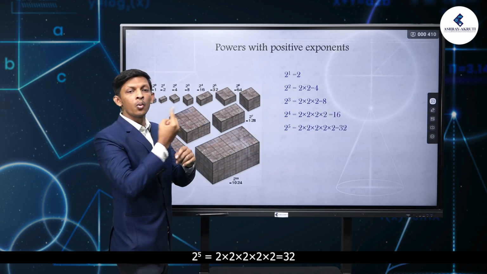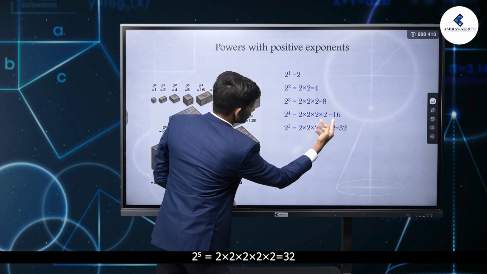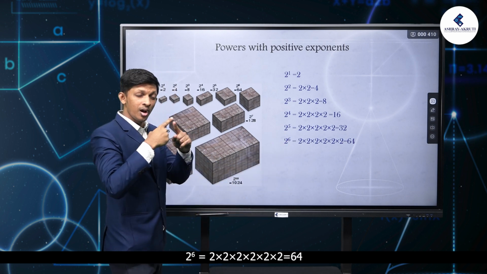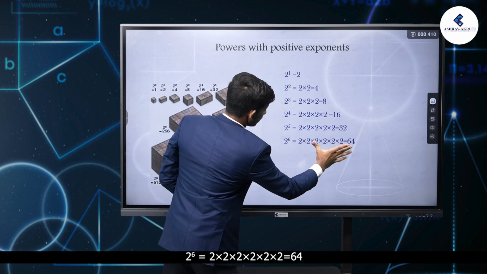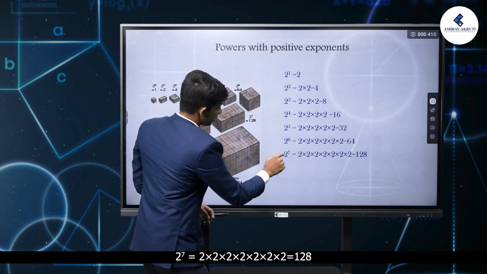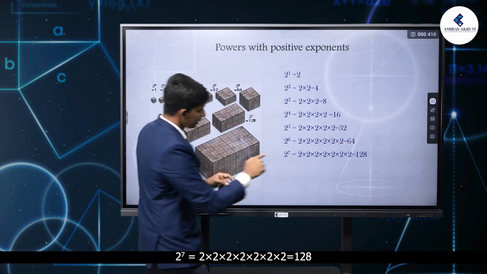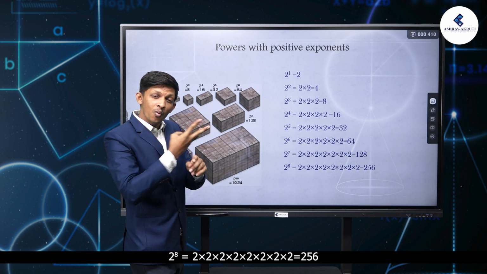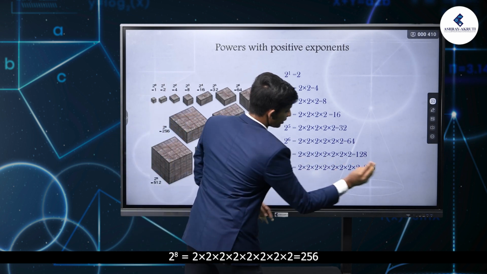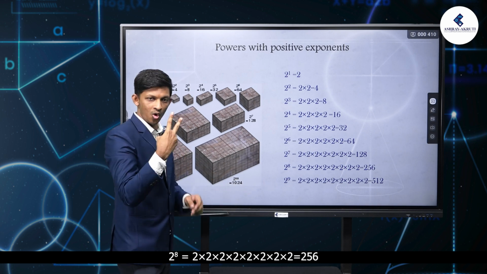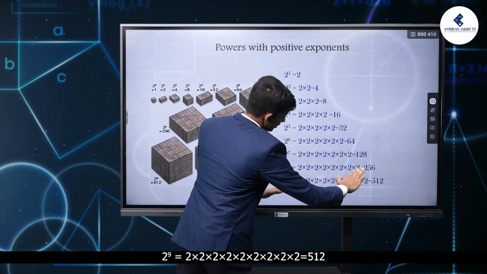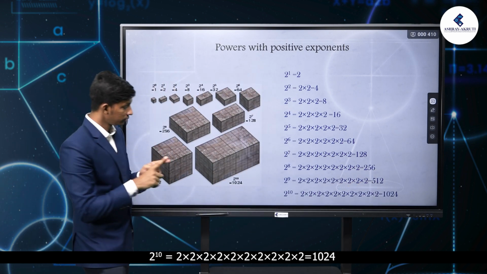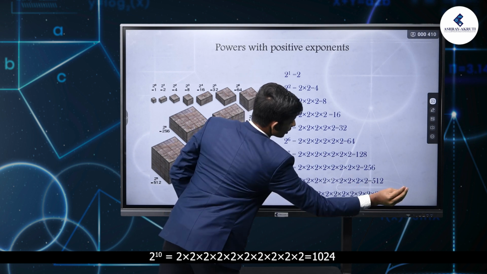2 to the power of 5 is equal to 2 multiplied 5 times, which is equal to 32. 2 to the power of 6 is equal to 2 multiplied 6 times, which is equal to 64. 2 to the power of 7 is equal to 2 multiplied 7 times, which is equal to 128. 2 to the power of 8 is equal to 256. 2 to the power of 9 is equal to 512. 2 to the power of 10 is equal to 1024.